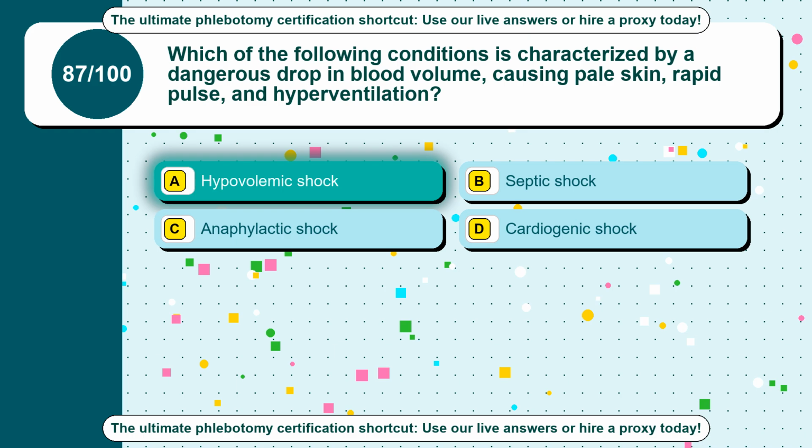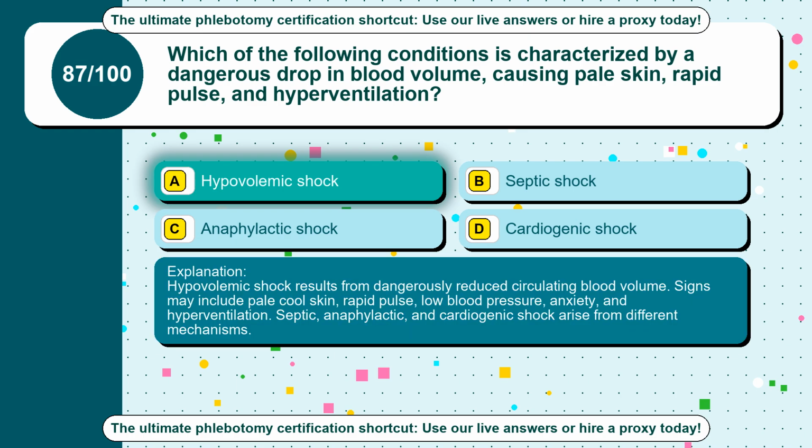Hypovolemic shock. Hypovolemic shock results from dangerously reduced circulating blood volume. Signs may include pale cool skin, rapid pulse, low blood pressure, anxiety, and hyperventilation. Septic, anaphylactic, and cardiogenic shock arise from different mechanisms.